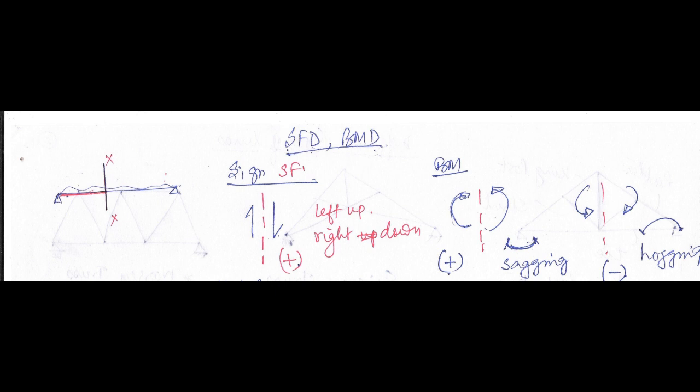What is hogging bending moment? At the left hand side of the section, the bending moment is anti-clockwise, and at the right hand side of the section, the bending moment is clockwise.